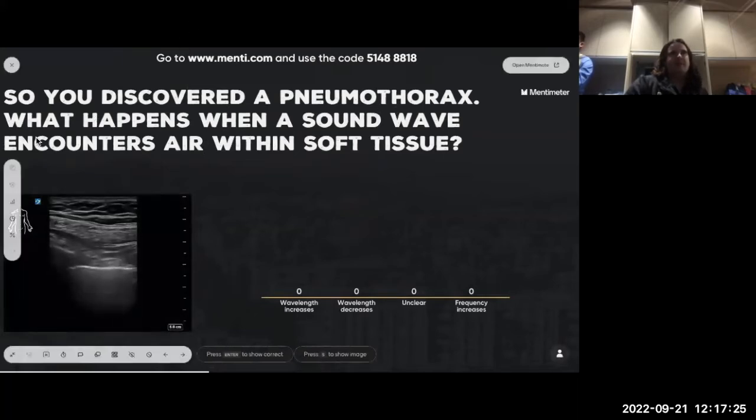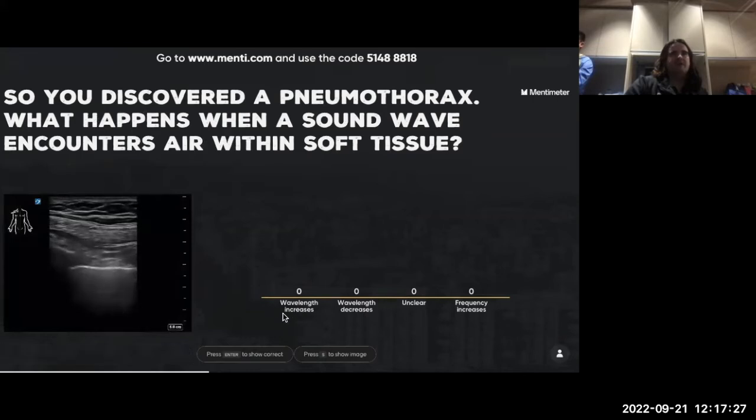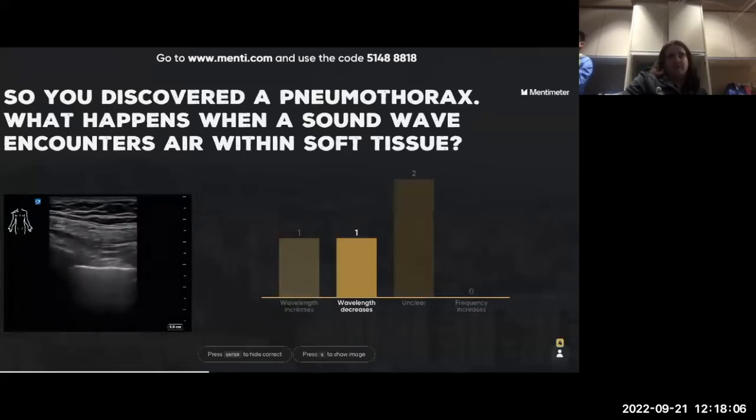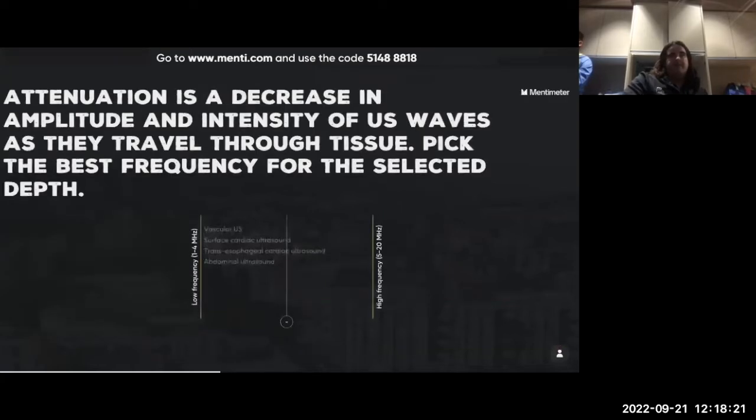What happens when a sound wave encounters air within soft tissue? The wavelength increases, the wavelength decreases, it's unclear, or our frequency increases? So wavelength decreases. The propagation speed within air, as I mentioned before, is much less than, say, soft tissue. It's about 300 meters per second versus 1540. When you see a reduction in speed, you'll see a reduction in wavelength as well. So that's kind of critical in that respect.